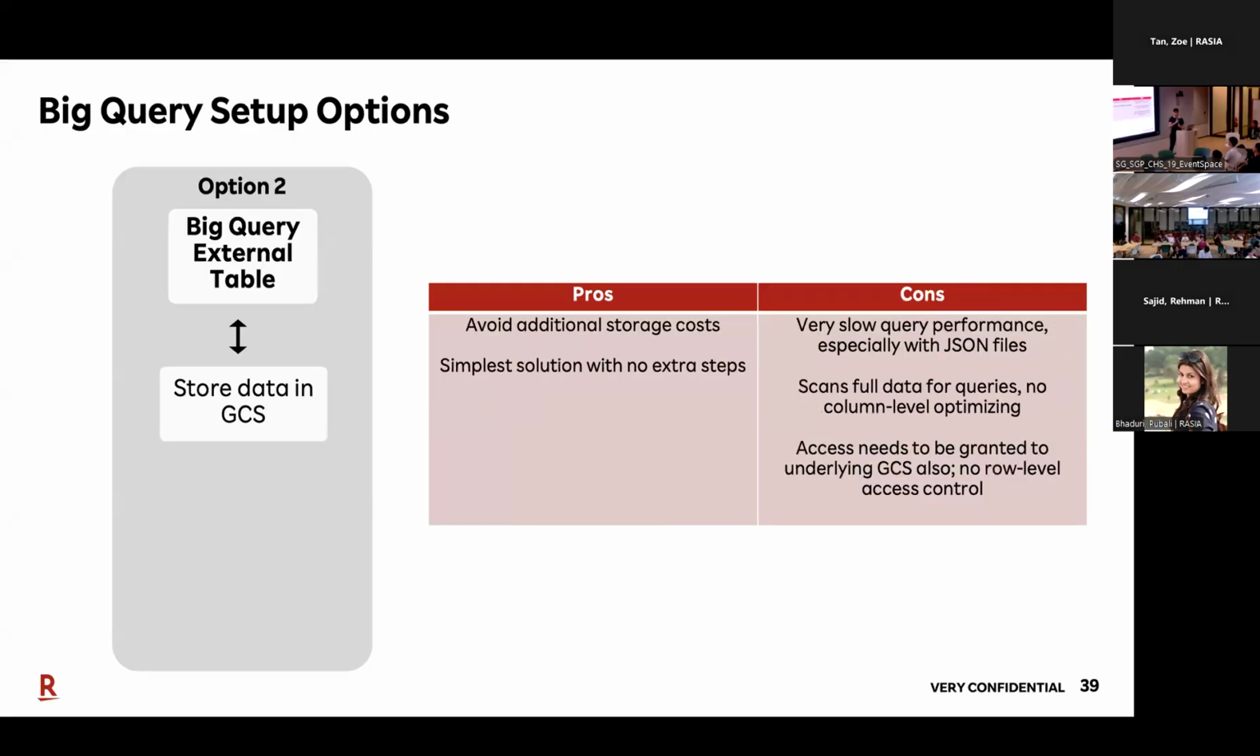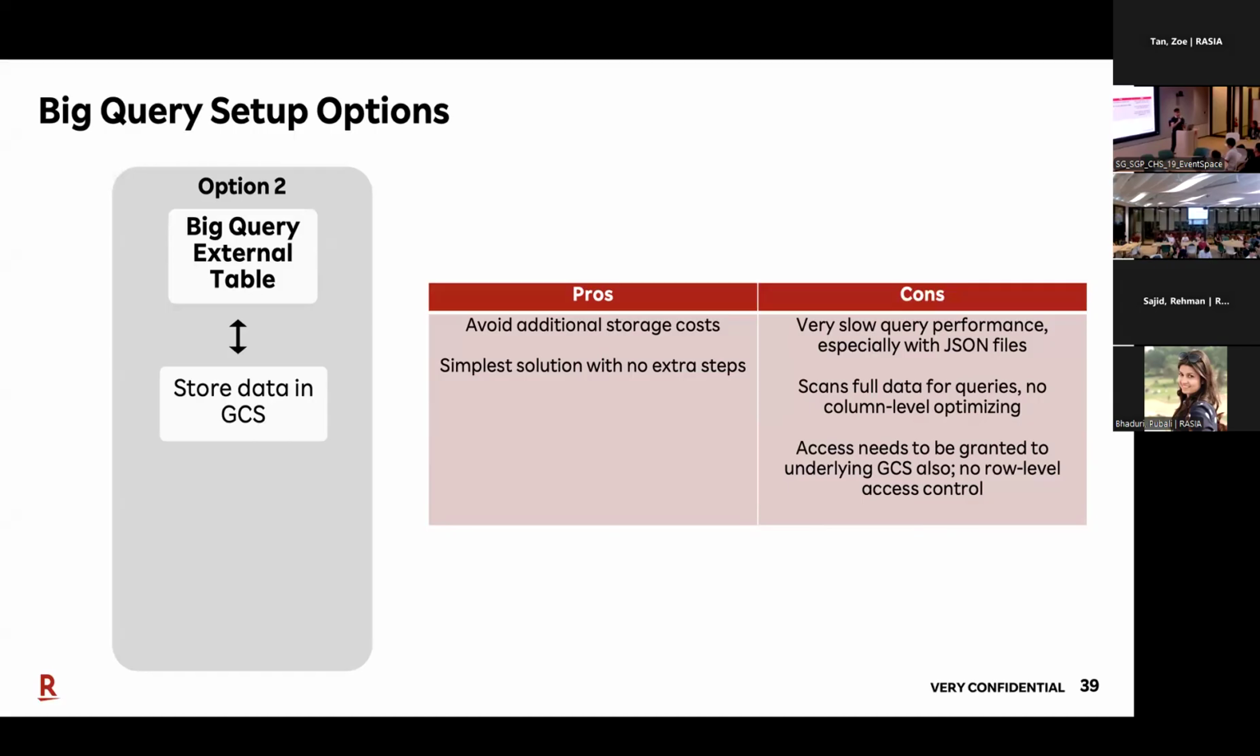Next option is our BigQuery external tables. BigQuery external tables, it's cheaper because there's no load job. Compared to native, there's no loading of data to native tables. We directly leverage our GCS data. So we are cutting on some cost. It's a simple solution. From our side, there's less initial setup required, but the query performance is slow.